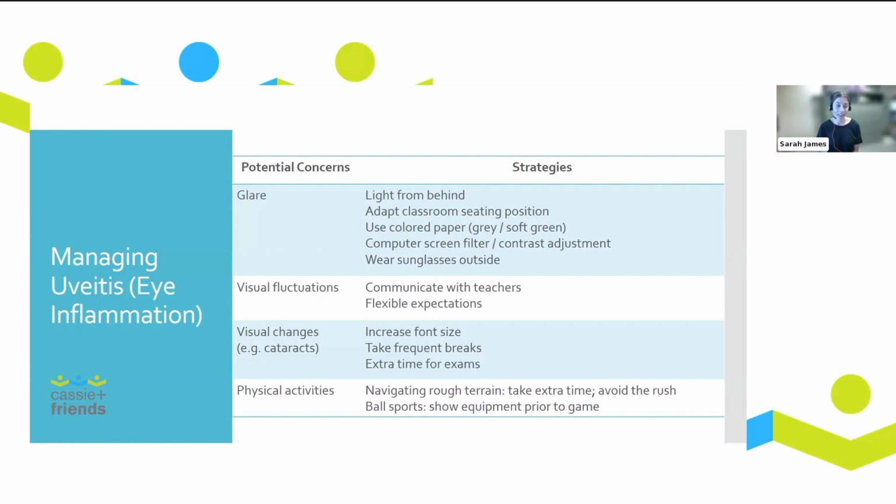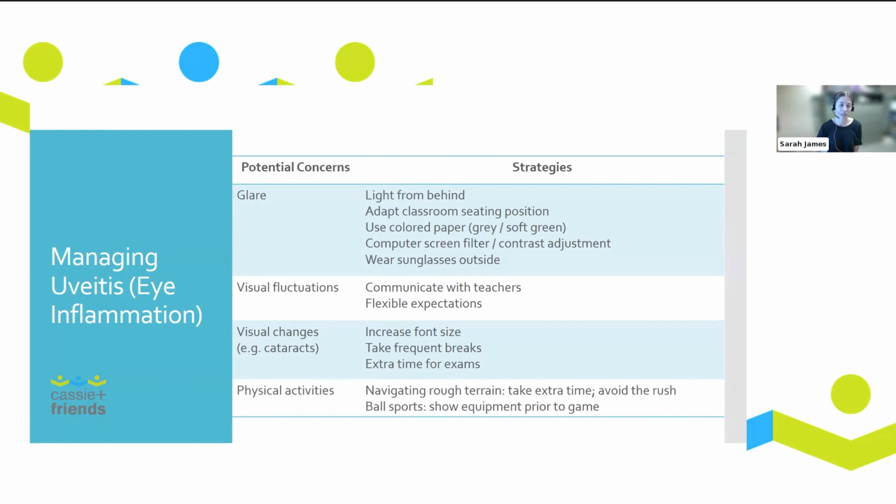Also consider wearing sunglasses outside, either in PE class or at recess, especially on bright sunny days, or potentially if they're out in the snow as well. This can be especially important. Uveitis can fluctuate over time as well. So communicating with the teachers early in the year, which was something that I think Colleen emphasized so well, is really key here, so that their expectations can be flexible throughout the year as things may change.